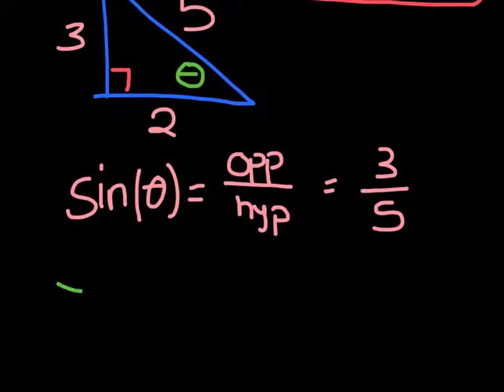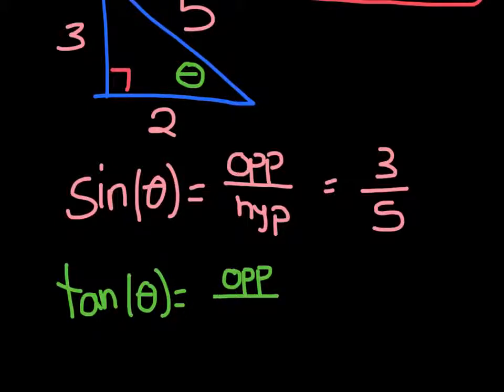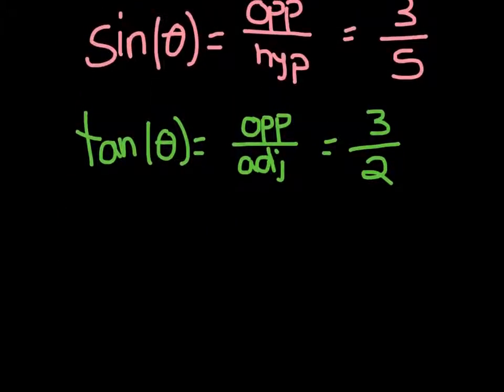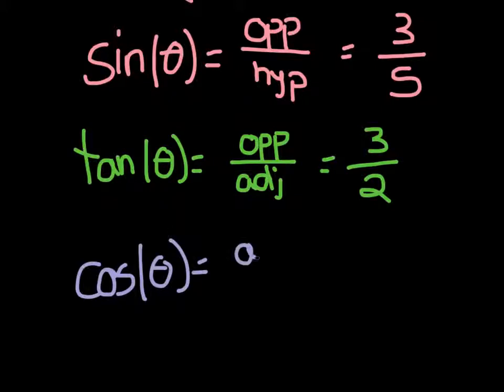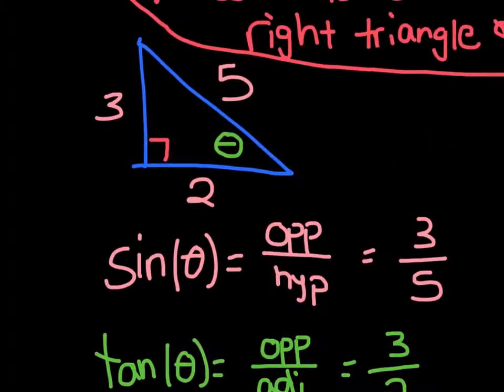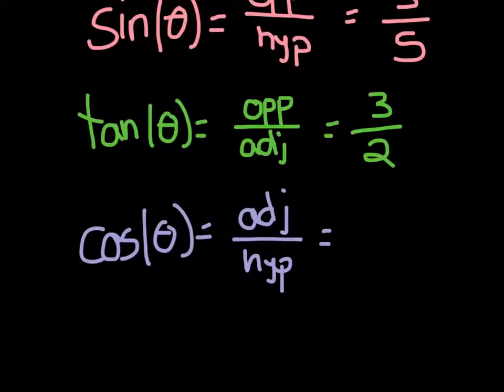Let's say we want to find the tangent of this angle. We would use the TOA part of this, which is the opposite over adjacent. And that is equal to 3 over 2. Now let's say we want the cosine of this angle. So cosine means the CAH part, which is adjacent over the hypotenuse. And that is equal to 2 over 5.